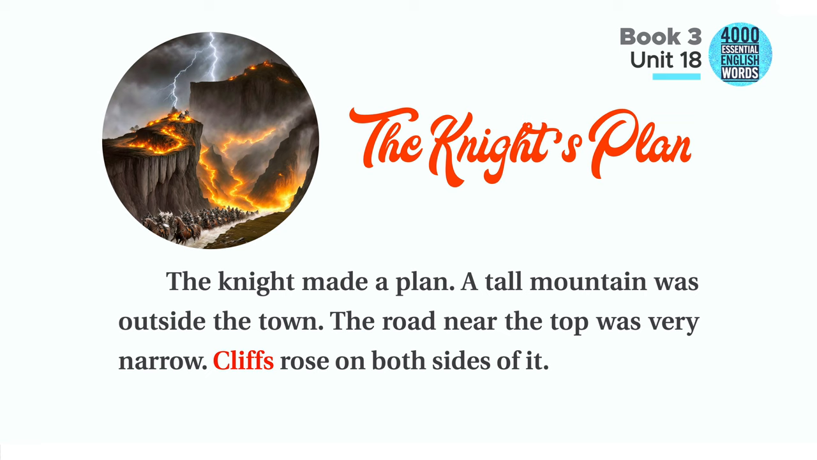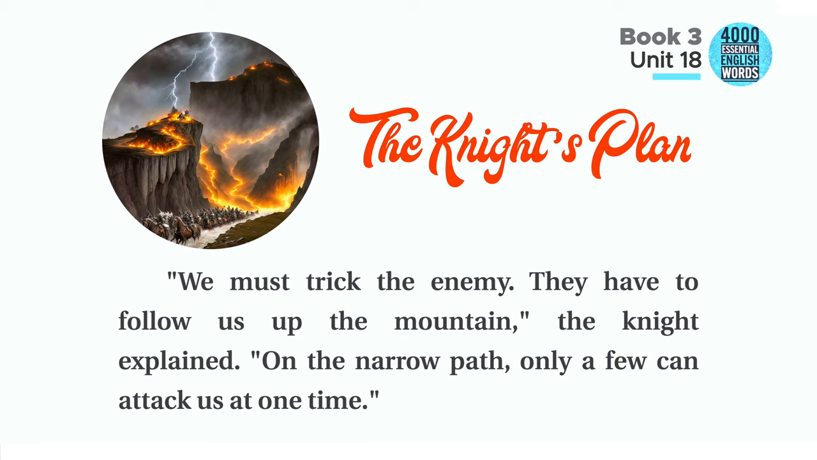A tall mountain was outside the town. The road near the top was very narrow. Cliffs rose on both sides of it. "We must trick the enemy. They have to follow us up the mountain," the knight explained. "On the narrow path, only a few can attack us at one time." The people agreed with the knight's plan.